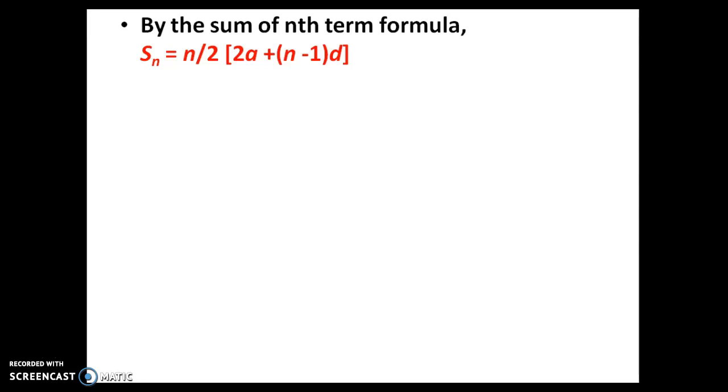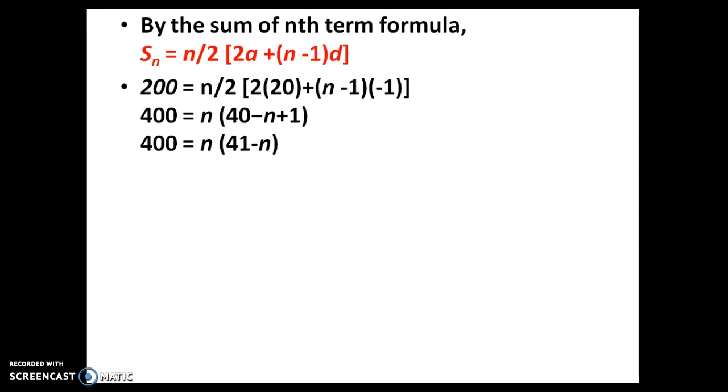Okay, so we have to find that. We are putting this in the formula: Sn equal to n by 2 into 2a plus n minus 1 into d. Sn is 200, n we don't know, so we keep it as n by 2. 2a equal to 2 into 20, we write here, then n minus 1 into minus 1. When we multiply, minus into minus gives plus, so we get minus n plus 1.